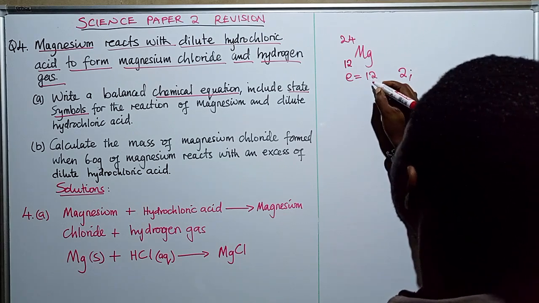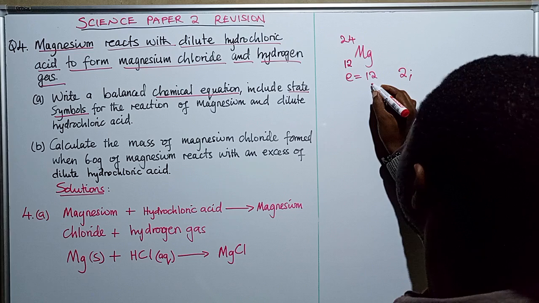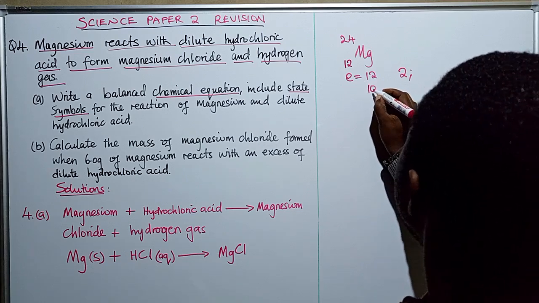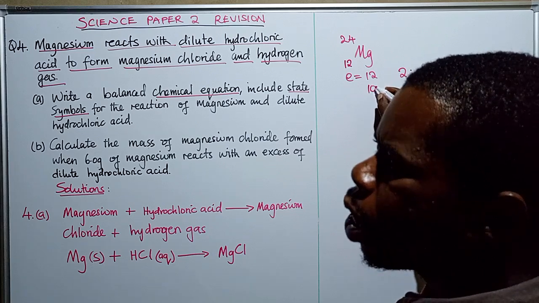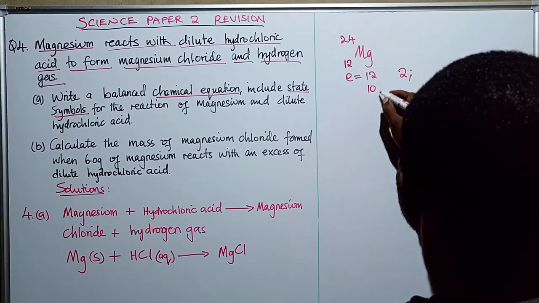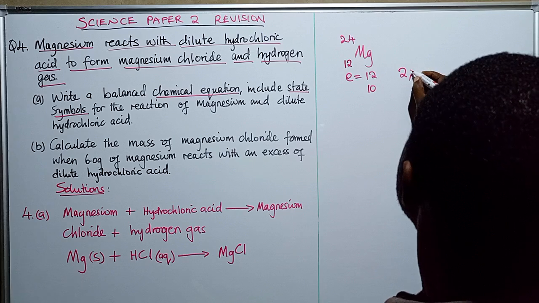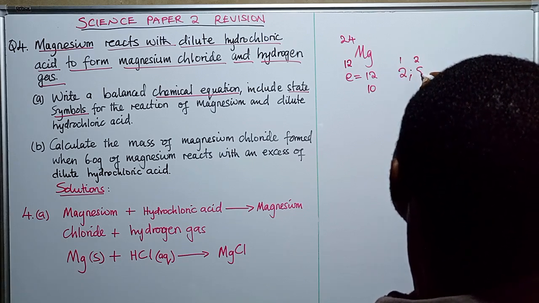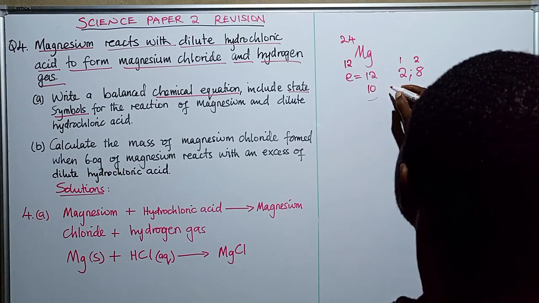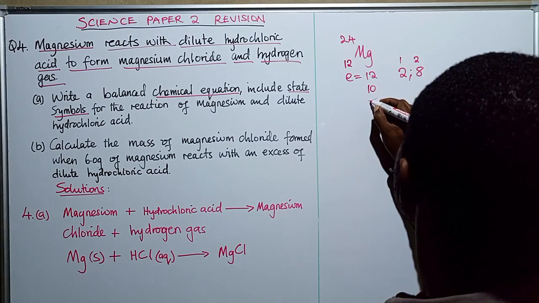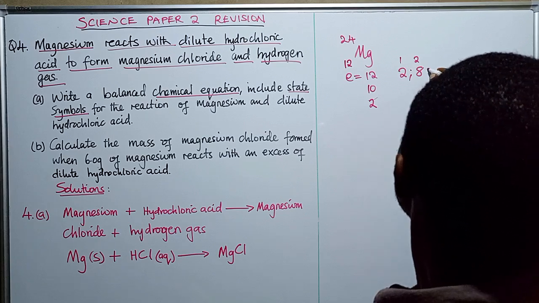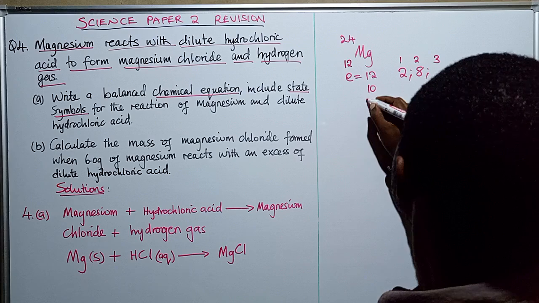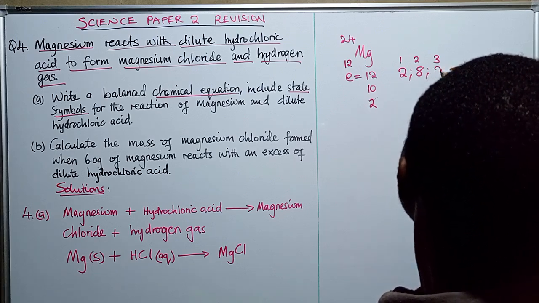Then from 12 you remove 2, you remain with 10. So from the 10, 8 of them should go in the second shell. This is the first shell, the second shell should have 8. So from 10 you take 8 and put them here. You remain with what? 2. So where do these 2 remaining go? Into the third shell. Since you have remained with 2, they will go here.